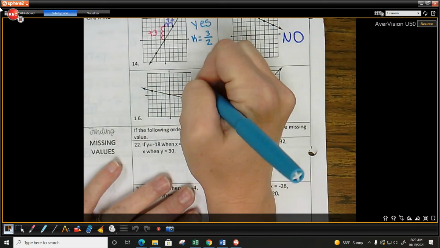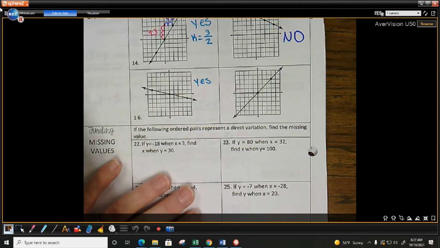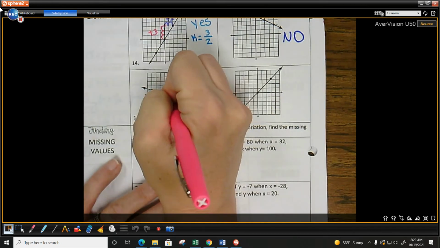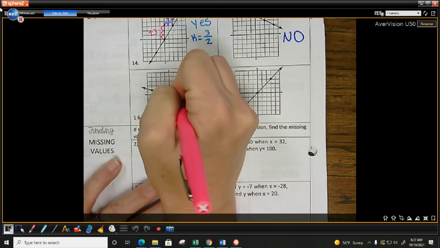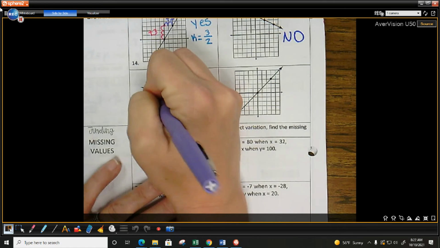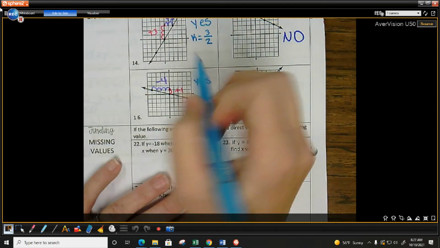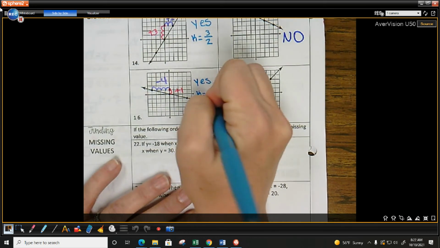Yes, so yes, this is an example of direct variation. Okay. Calculate your rise. How much do I rise? 1. How much do I run? To the left, which is negative 4. Very good. So what's my k? Negative 1/4.